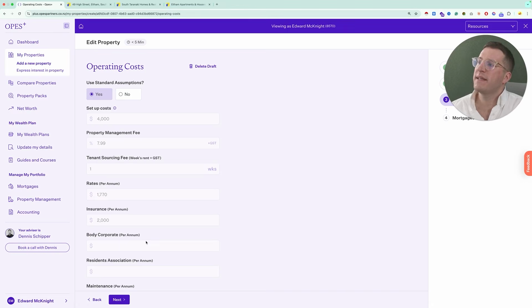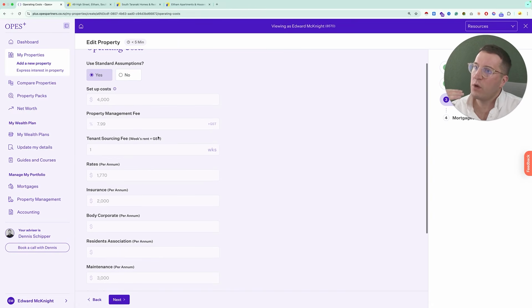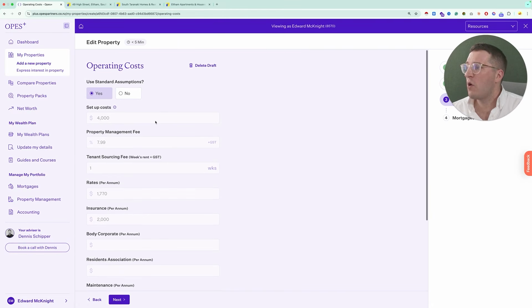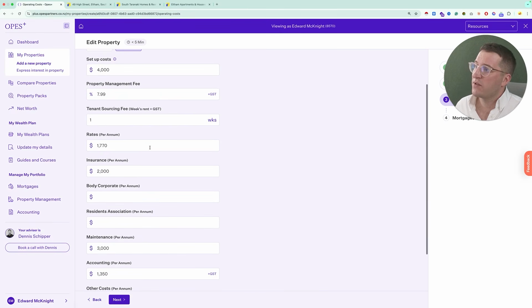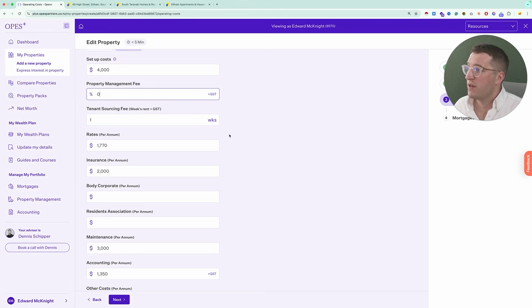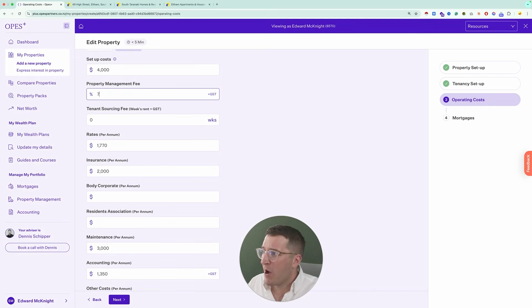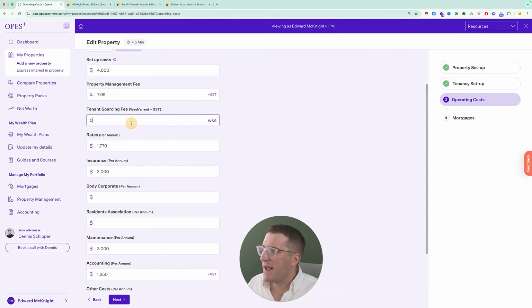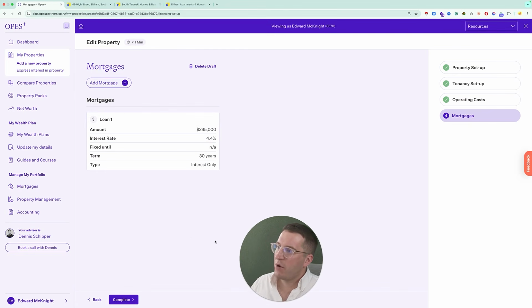Now, one of the things that's really cool is Opes Plus will assume what some of the costs might be based on the value of the property, like your rates, maintenance, insurance, but you can always turn those off and fiddle around with them. For instance, if you don't have a property manager, in that case we're not going to have any property management fee, but in my case, I'm going to put that back in, and then we can see what the numbers actually look like after we put in the mortgage.